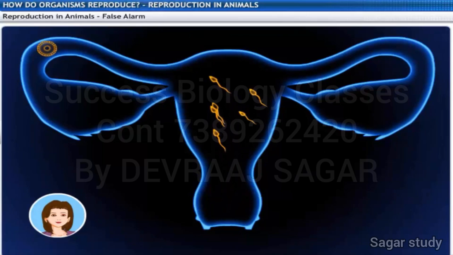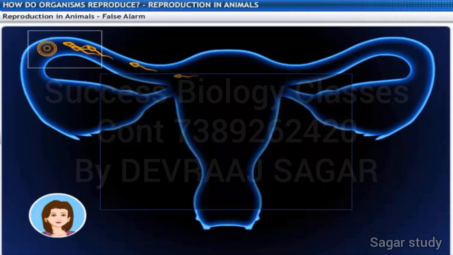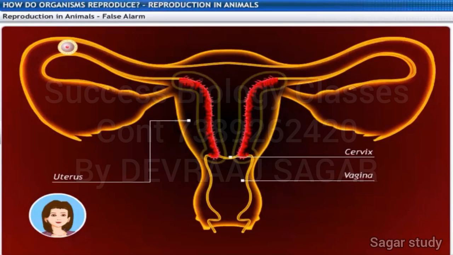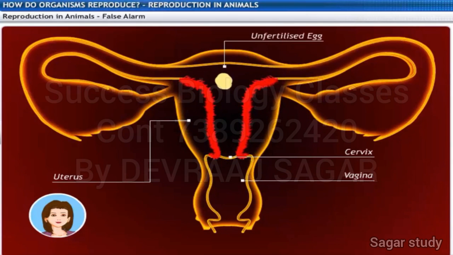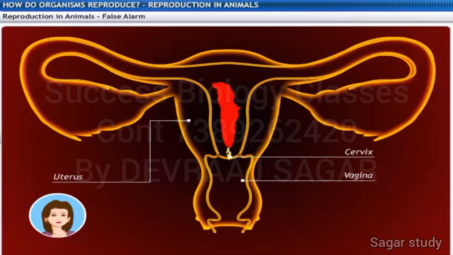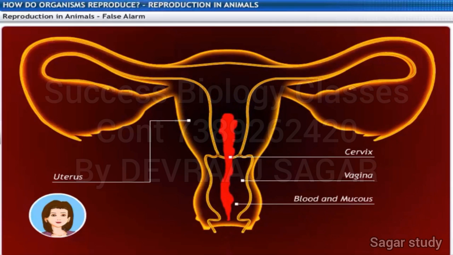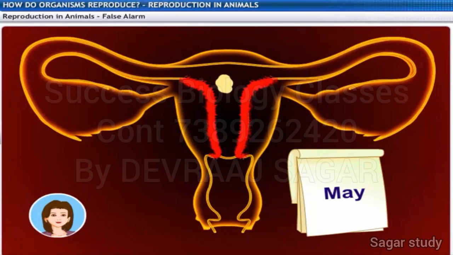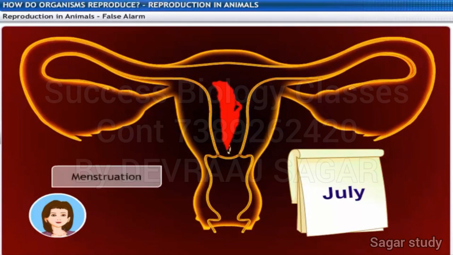It is not always necessary that the fusion between the sperm and egg takes place. However, the uterus creates a thick lining to support the fertilized egg every month. If the egg does not get fertilized, this lining is not needed and hence it slowly breaks and comes out through the vagina as blood and mucus. This cycle takes place roughly every month and is known as menstruation. It usually lasts for about 2 to 8 days.